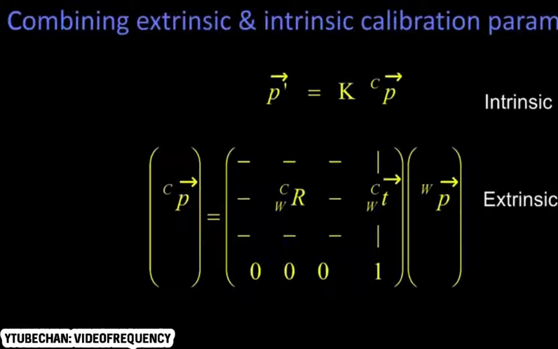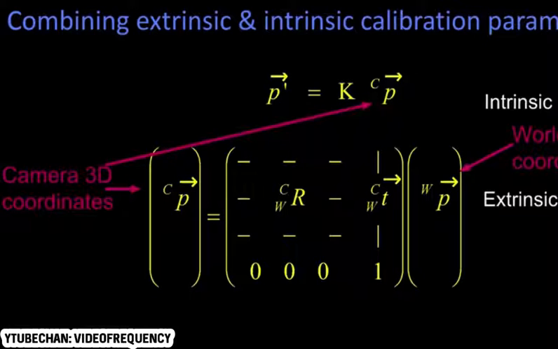So we write down our 2 equations here. We have our intrinsic P prime is equal to K times the point in the camera frame, and our extrinsic, which relates the world point to the camera point. P in W is the world 3-dimensional coordinates. Transformed by the extrinsic matrix becomes the camera 3-dimensional coordinates, which is used also in the intrinsic equation, and then that's converted to pixels directly.